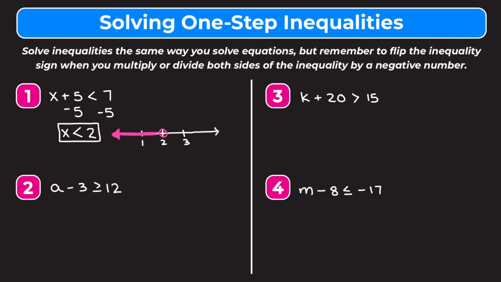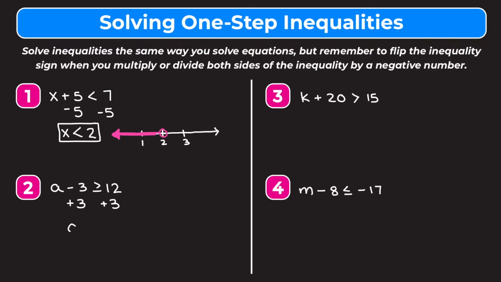Now let's take a look at example 2, which is a minus 3 is greater than or equal to 12. So again, our goal is to get a by itself. So we have to perform inverse operations to get the a by itself. We are subtracting 3 from a, so to get rid of it, we're going to do the inverse, which is addition. So we're going to add 3, and we have to do the same thing to both sides of our inequality. So we're going to add 3 to both sides.